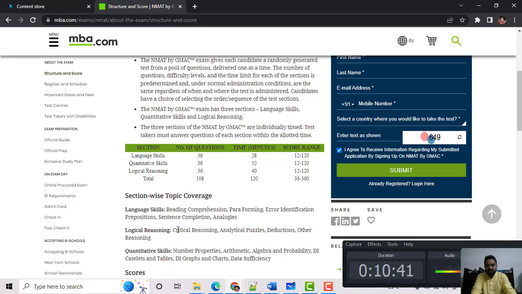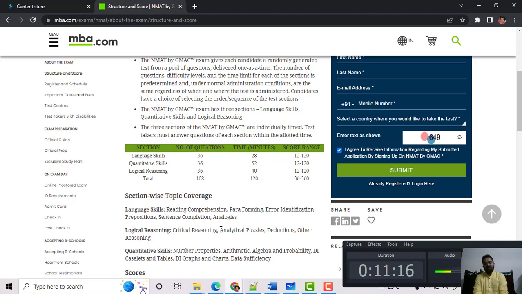Logical reasoning: one part, what we call critical reasoning, which comes under verbal, is part of logical reasoning in NMAT. So critical reasoning will come in it. Then analytical puzzles are the puzzles we solve in LR, not the kind with sets of questions, but generally small questions. Applied relation, these AP questions also come. Deduction is syllogism, and other reasoning is again other types of questions covered under logical reasoning.